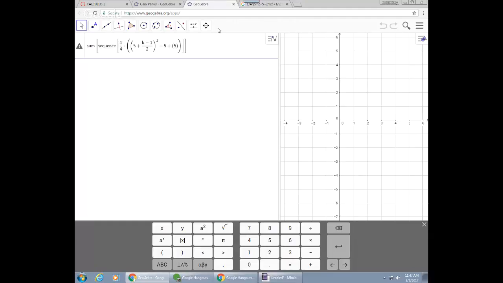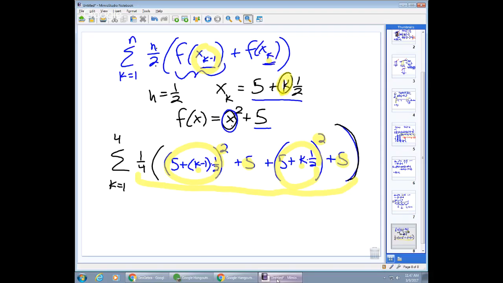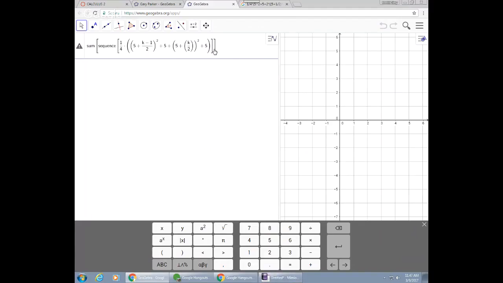parentheses 5 plus k over 2, my x value, squared, oops, wrong place. Square goes out here. It's the right place now. And then I want to add 5 to that. X squared plus 5 for k minus 1, x squared plus 5 for k, and that's all multiplied by 1/4. I think I typed that right. Let's see. Yep, that looks right. Okay, so that's the thing I'm adding up.